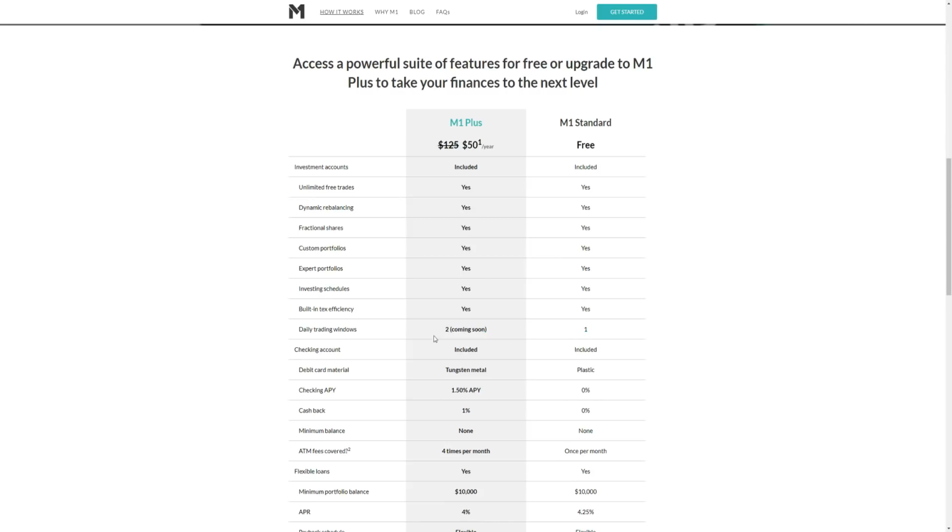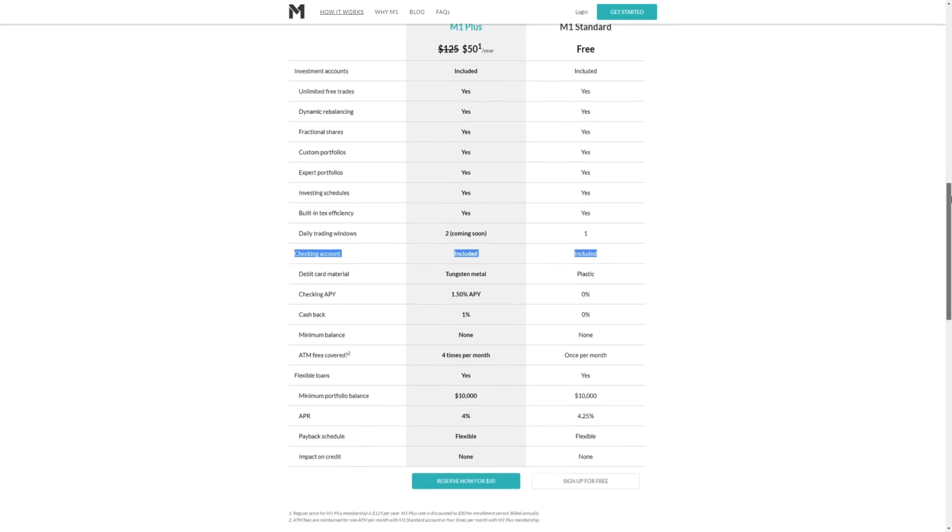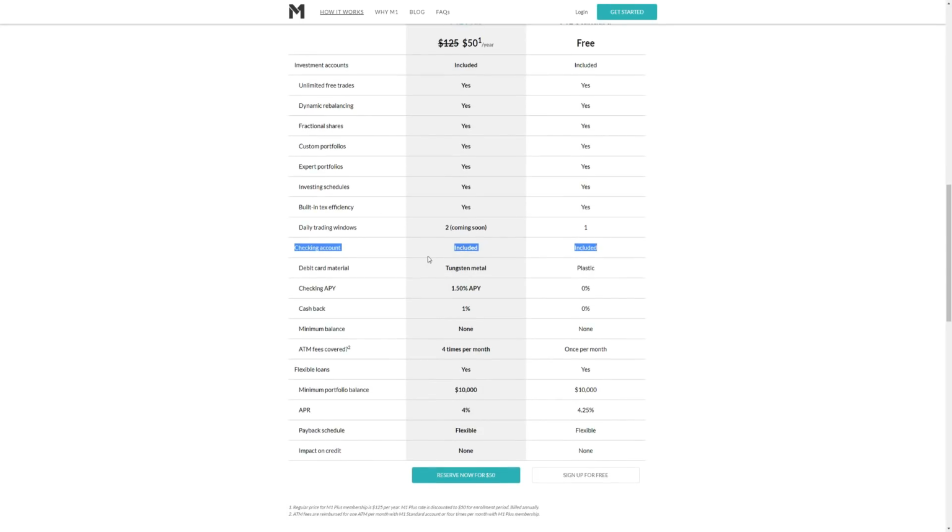trading windows. Now, kind of continuing down here, you'll both get a checking account included here, whether you sign up for the M1 Standard or the M1 Plus. The differences between them is that with the Standard, you get a plastic card. You may have this already in your wallet or so, and over here you're going to get a tungsten metal card. These are not credit cards, these are debit cards.